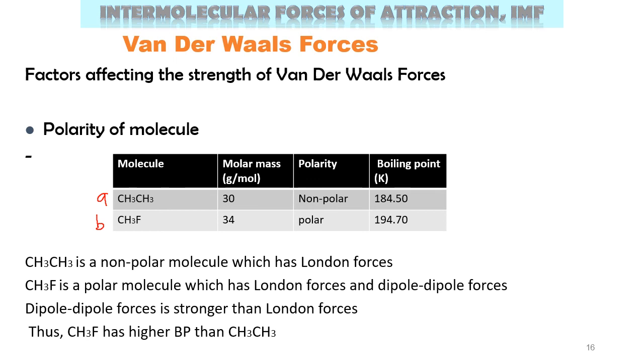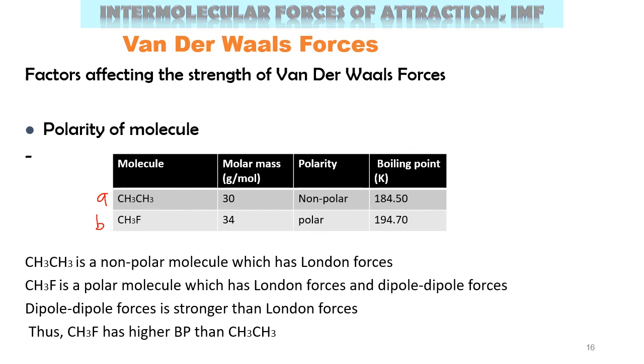Next, the next molecule is CH3F. So the molar mass is 34 gram per mole, and it is a polar molecule. So kalau kamu masih lagi confused about polarity of a molecule, refer back to my previous video about polarity. Okay, so you can see the polar molecule, the boiling point is slightly higher, which is 194.7 Kelvin.